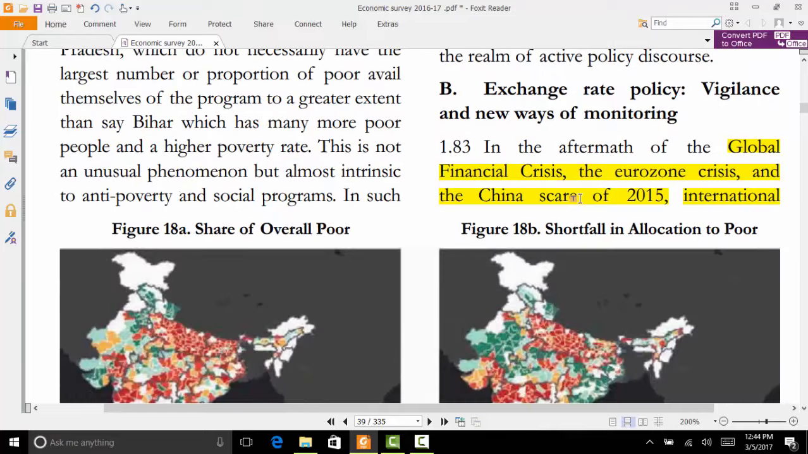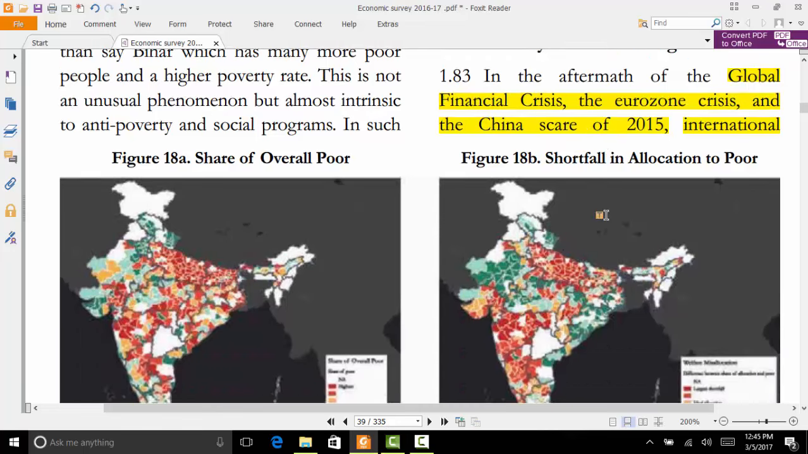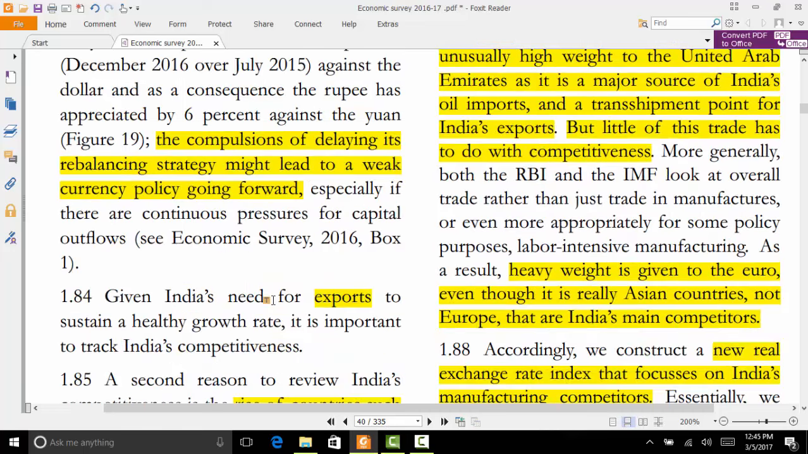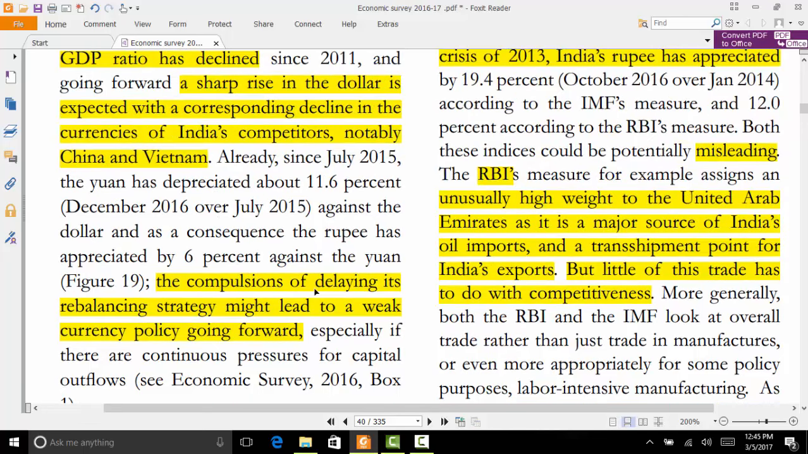Come to next. These are issues that had been in the global arena. Global financial crisis, Eurozone crisis, China's scare of 2015, international trading opportunities are becoming scarce. So it tells about export GDP ratios declined. And discuss about how yuan, the compulsion of delaying its rebalancing strategy, might lead to a weak currency policy going forward. So China is also facing issues regarding that.